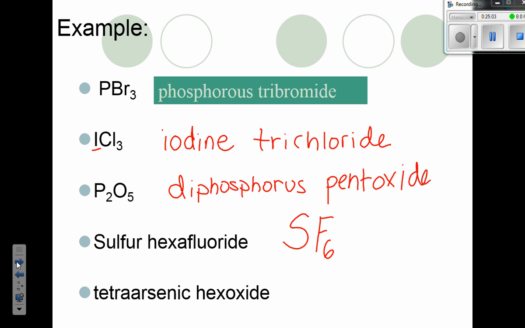Hexafluoride. On that bottom one, I thought you're not supposed to do two A's. I know. Typo. I'm not good at English. Tetraarsenic. Let's just pretend that the English is perfect. What's the symbol for arsenic? It's actually not AR, that's the symbol for argon. Oh, it's AS. So, AS. How many AS's? 4. And then O6. Good.